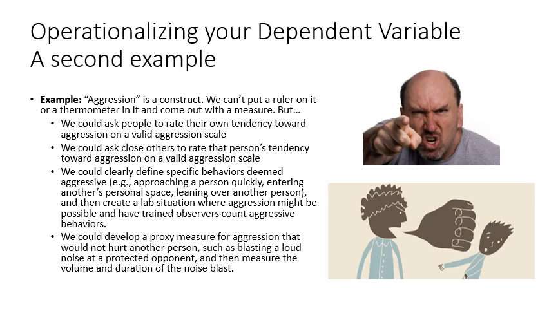Or we could develop what's called a proxy measure for aggression, in which a person, again, is made to maybe feel aggressive toward others and have an opportunity to act on that aggression, but not in a way that would cause harm, like blasting a loud noise at a pretend opponent who's not really in the room, and then measuring the volume and duration of the noise blast.